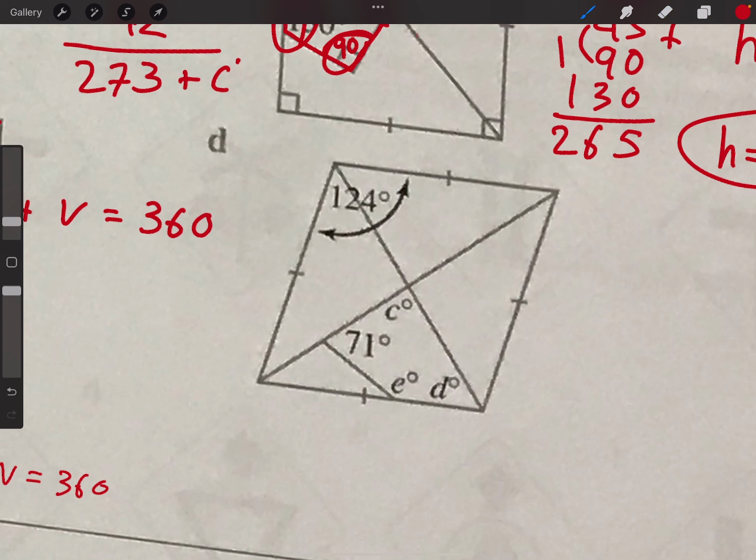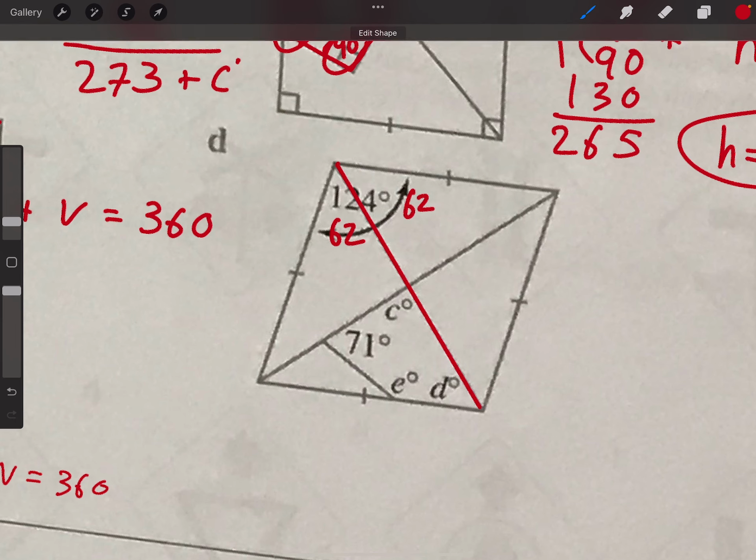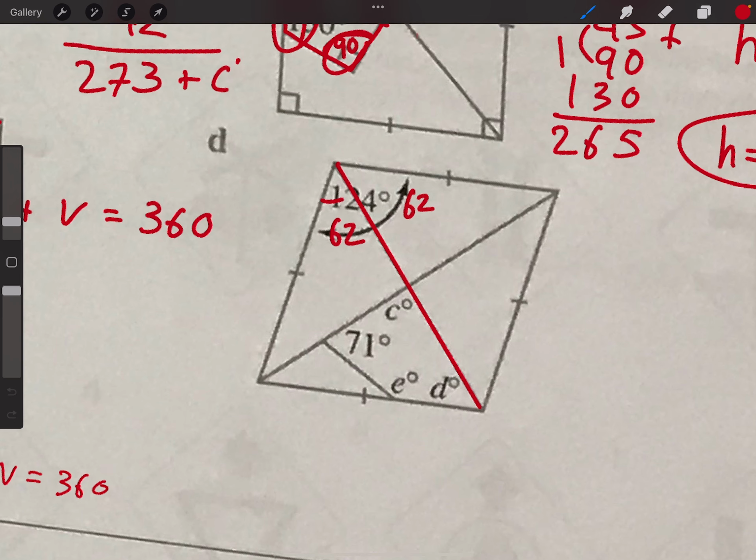So that means that this is 124, so we cut it in half, we're going to get 62. This will be 62 as well, so if you draw a line there. Now we also know that the opposite angles of a rhombus are equal. So if that's 124, this is also 124, and then we divide it by 2. So that means that each angle is 62. That's 62 and that's 62. Right, so that helps us a little bit, doesn't it?